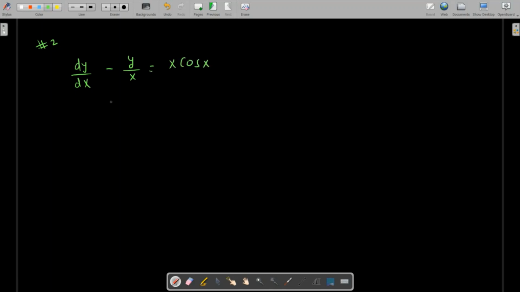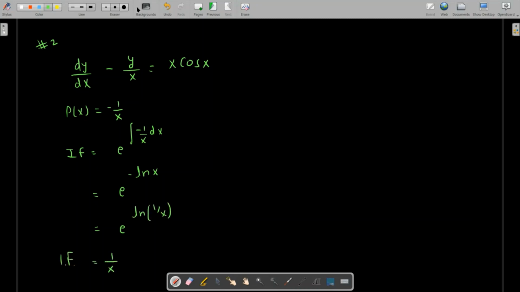Again, we are going to locate p(x) first. So p(x) is -1 over x. So the integrating factor is going to be e raised to the power integral of -1 over x dx. The integration of 1 over x is natural log of x. And if we take the negative over to the power, this is going to look like e raised to ln of 1 over x. So when simplified, the integrating factor is just 1 over x.